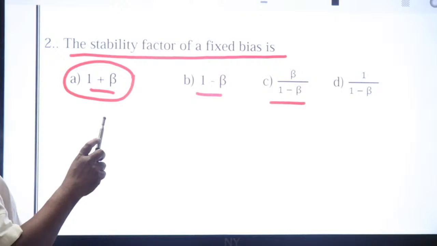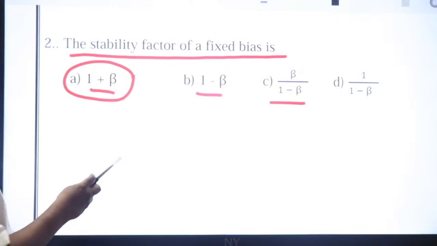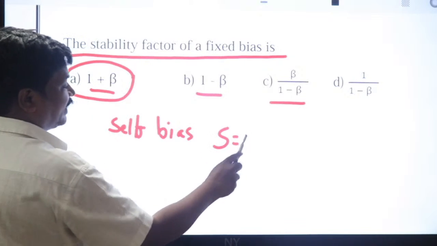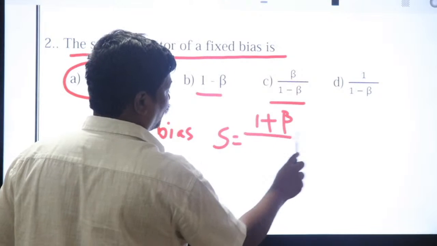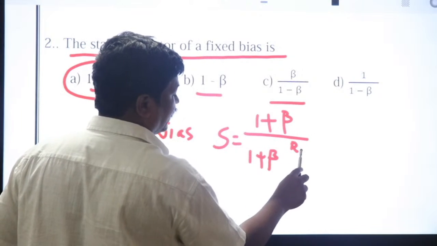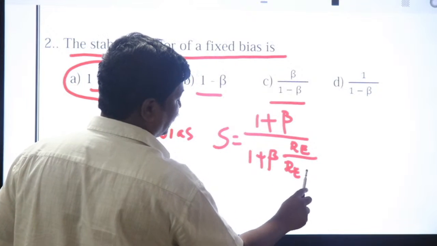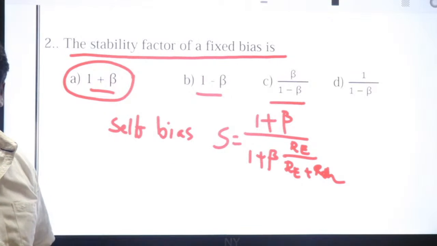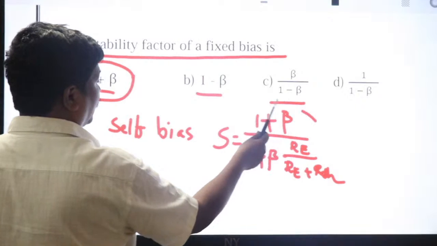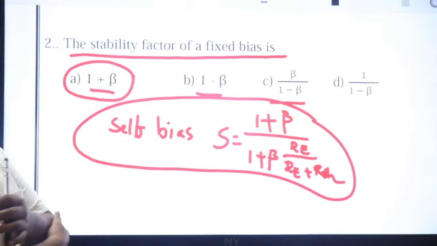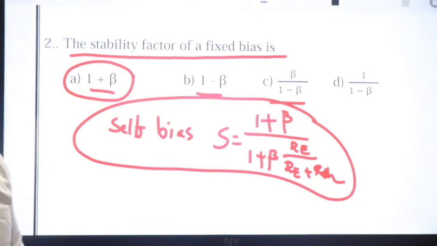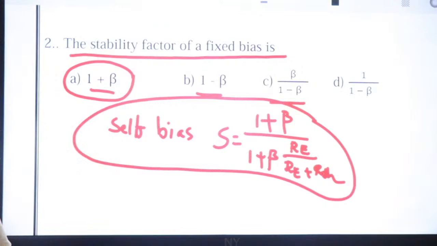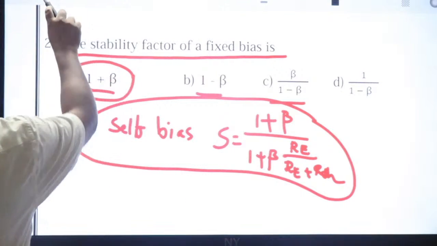What is the stability factor for a potential divider bias, the self bias? S is equal to 1 plus beta divided by 1 plus beta into Re divided by Re plus R Thevenin. This is the stability factor for a self bias system. Self bias has a lower stability factor, so it has better stability. In case of collector to base bias, we get RC by RC plus RB. Okay? Right? Next.